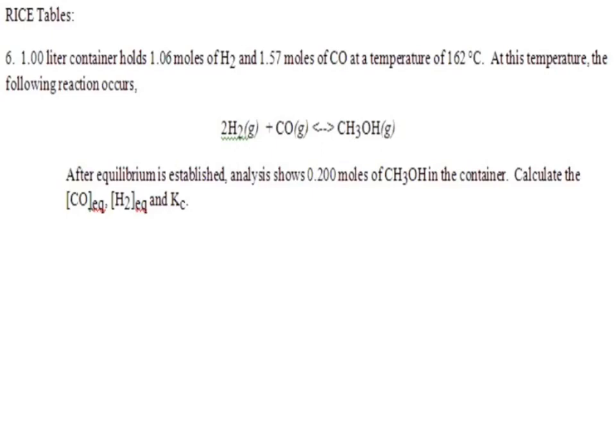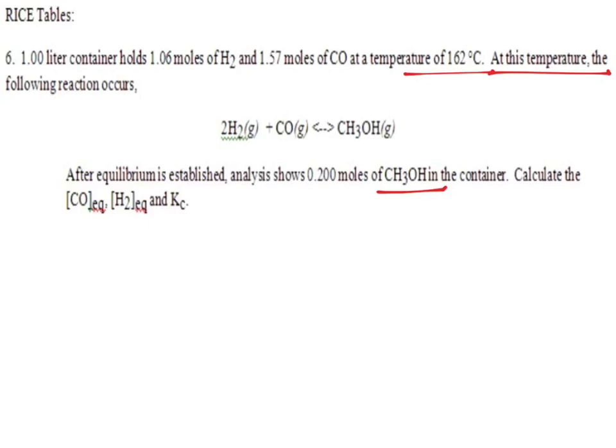So what we're going to do is just look at the problem. It says a 1 liter container holds 1.06 moles of H2 and 1.57 moles of CO at a temperature of 162 degrees Celsius. At this temperature, the following reaction occurs. After equilibrium is established, analysis shows 0.2 moles of CH3OH in the container. Calculate the concentration of carbon monoxide and hydrogen, and Kc.